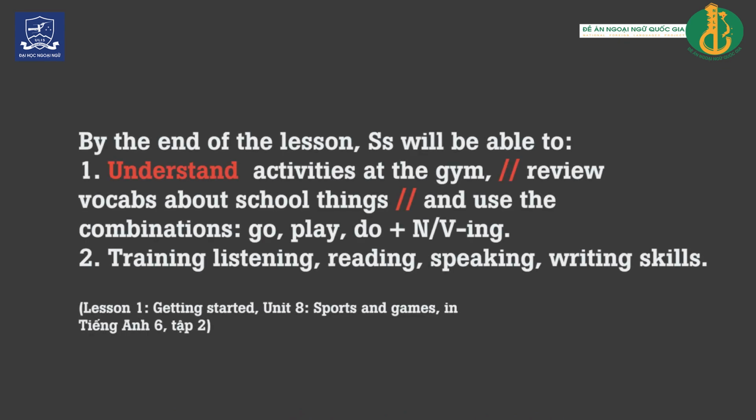Okay, let's see. The teacher here has made several mistakes. For objective number 1, it is too long and complicated, which combines 3 unrelated smaller objectives: understand activities at the gym, review vocabs about school things, and use combinations go, play, and do with noun or verb-ing. Not to mention that the part of reviewing vocabulary about school things is not the focus of this lesson and should be omitted.